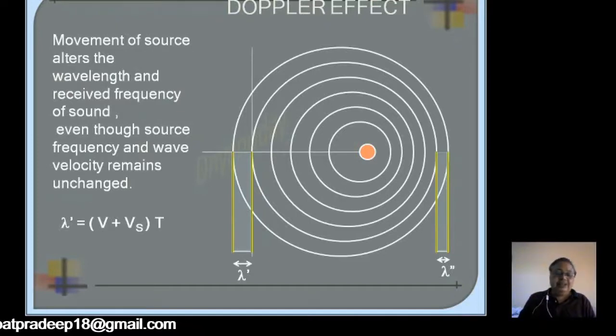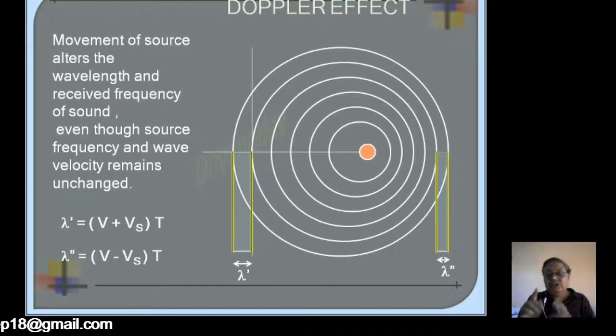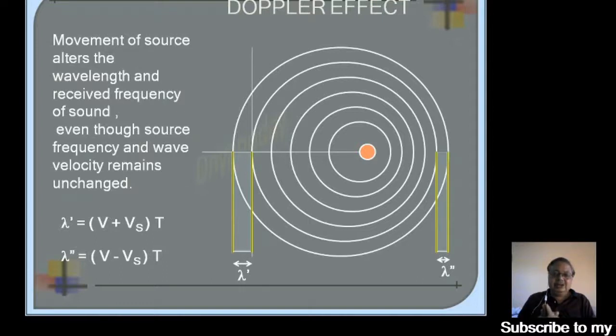Now this can be written by the mathematical formula that lambda double dash is equal to (V minus Vs) times T. The relative velocity for the observer number 2 is equal to V minus Vs, because the source velocity will get subtracted. Okay. So you can see, because of this, what happens? The frequency increases and the wavelength decreases.